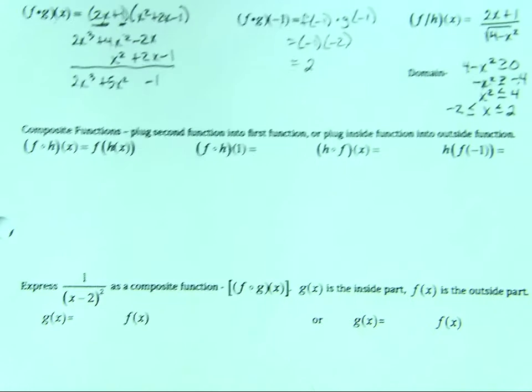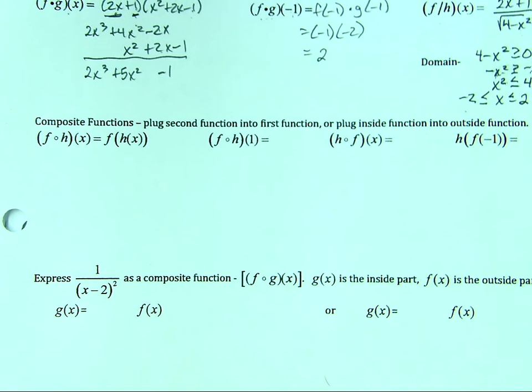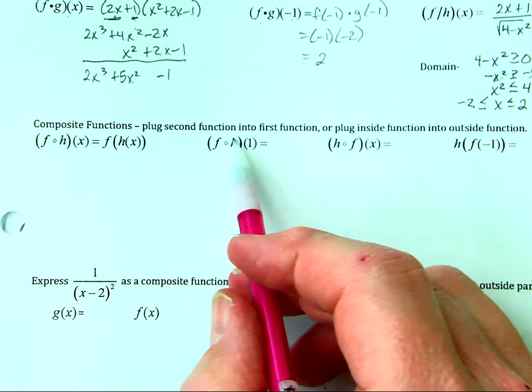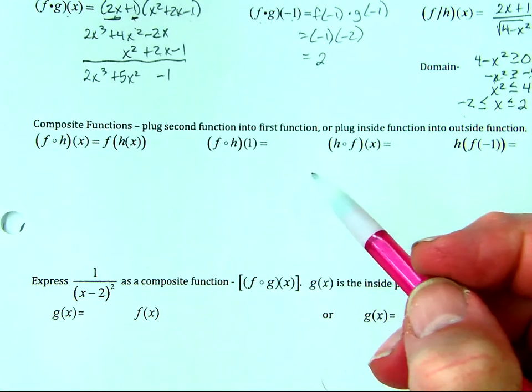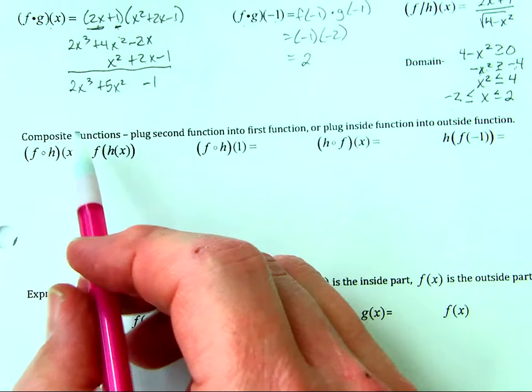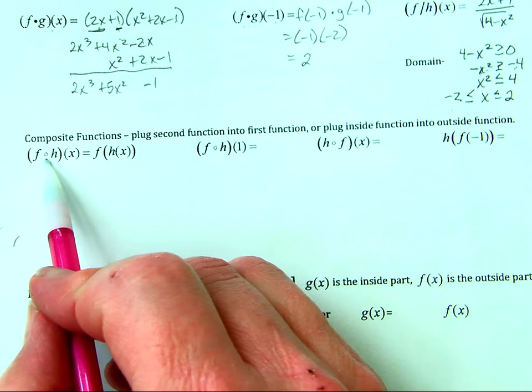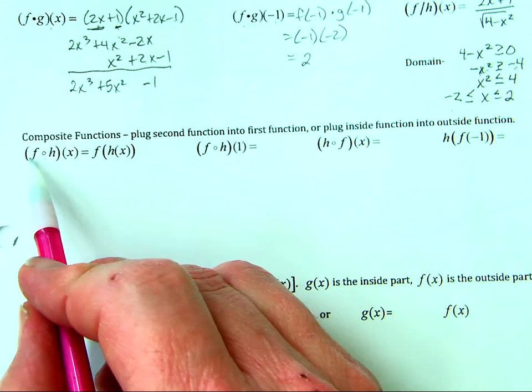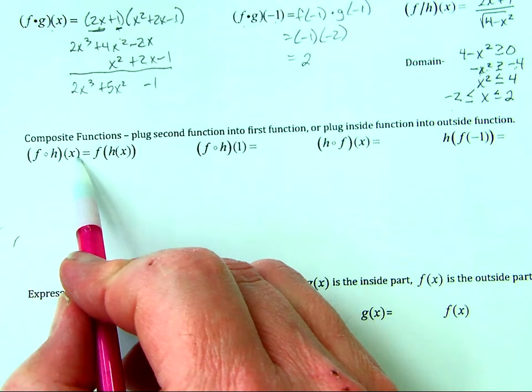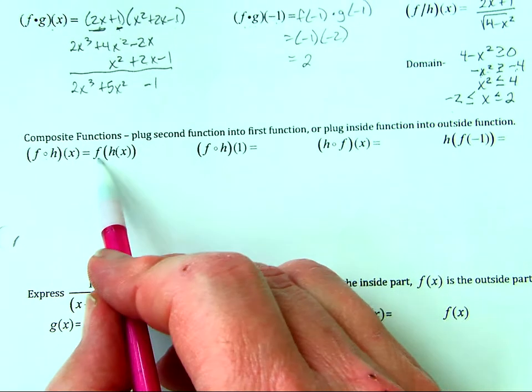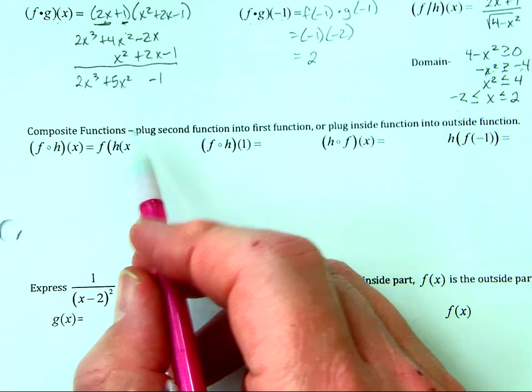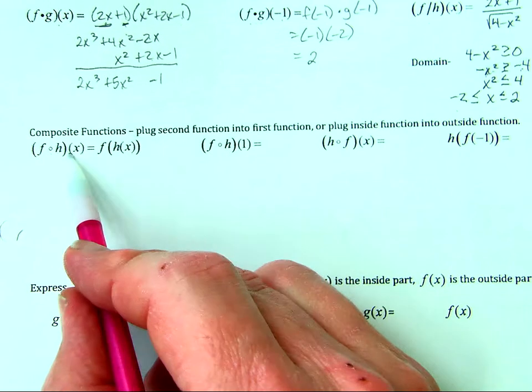Now we have composite functions. Composite functions mean when you're plugging one function into another function. It's like here, this little circle means of. So this says f of h of x. This is kind of an older style. This is the style I actually prefer. These two say the same thing.